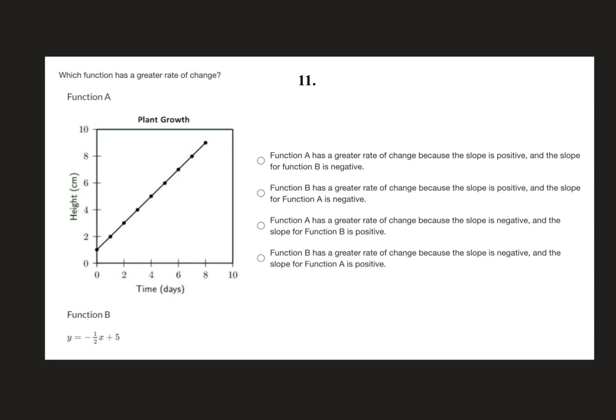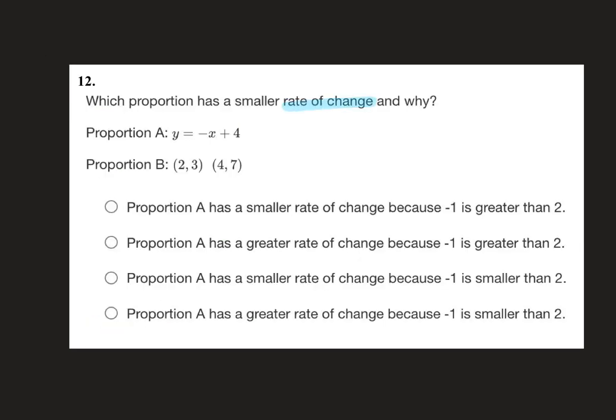Which function has a greater rate of change, which means slope? Okay, so instead of actually taking the time to calculate the slope of function A, since we don't have lines and we may be a little confused, let's use what we know about increasing lines and what the slope would be. So what you need to do is decide, would function A have a positive or negative slope? Function B has a negative slope. Use what you know about positive and negative numbers to choose your answers. Make sure you read your answer choices carefully. Which proportion has a smaller rate of change and why?